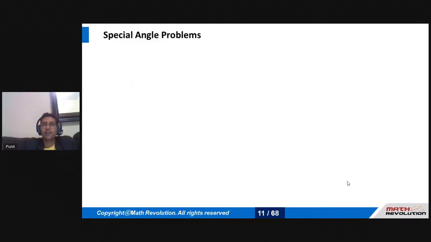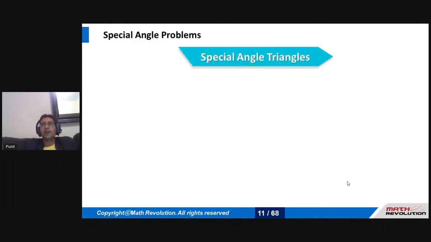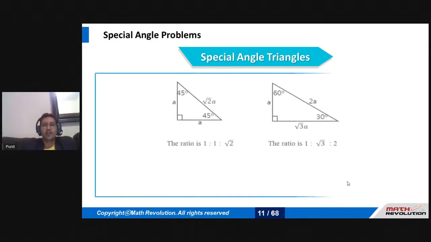Now let's talk about the special angle problems. This is a very important thing. GMAT never directly asks you about special angle problems. They'll give you a figure in such a way that you have to draw special angle triangles into it. Maybe it's an octagon divided in such a way that you get special angle triangles. Maybe it's a trapezoid in which you draw special angle triangles. And therein you have to see whether it's a 45, 45, 90 or 30, 60, 90. And then you have to go according to the side ratio rule.